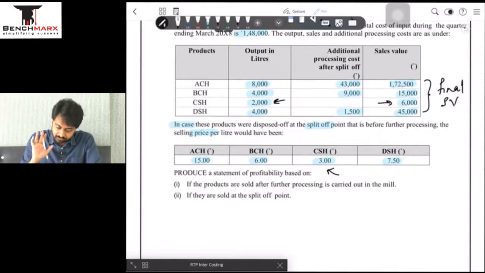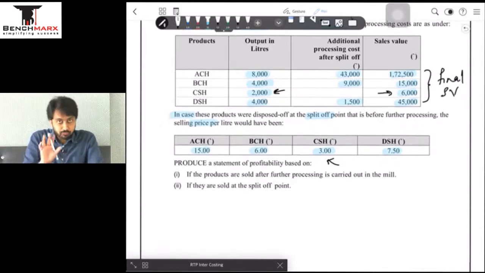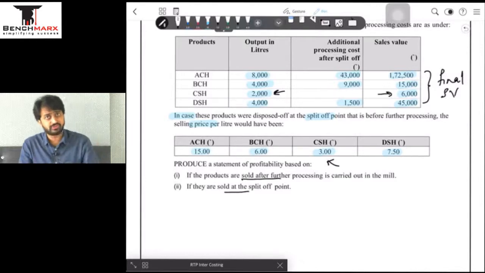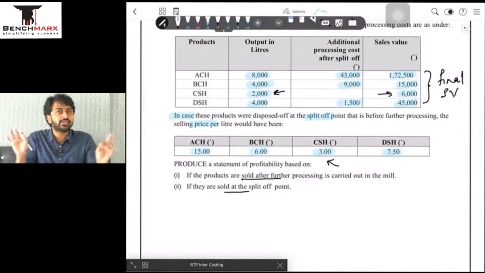अभी करना क्या है? Produce a statement of profit. So we have to simply find the profits if the products are sold after processing and if they are sold at the point of split off. Has the question told make a decision? No. So what we'll do, अगर ऐसा करेंगे तो प्रॉफिट्स ऐसा होगा, खत्म. अगर ऐसा करेंगे प्रॉफिट्स ऐसा होगा, खत्म. अपने को कोई डिसीजन नहीं लेना है.